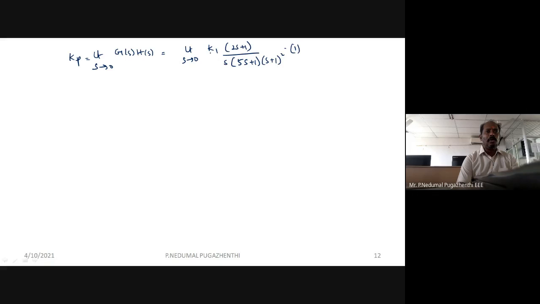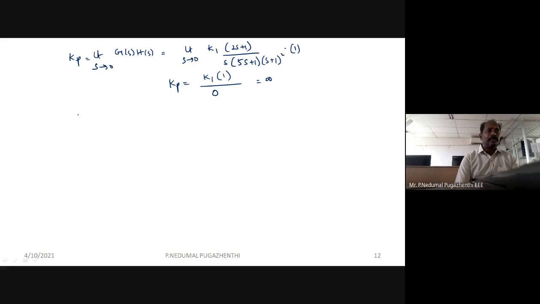Now if you substitute s, you will get 0 in the denominator, so it is going to be infinity. Or you can directly write it like, if your type is 1, obviously if you provide a step input to that, then the static error constant is going to be infinity. So your steady state error is going to be 0.